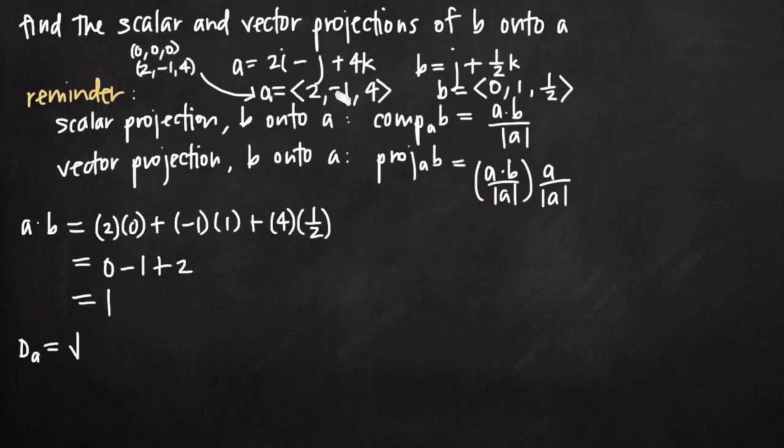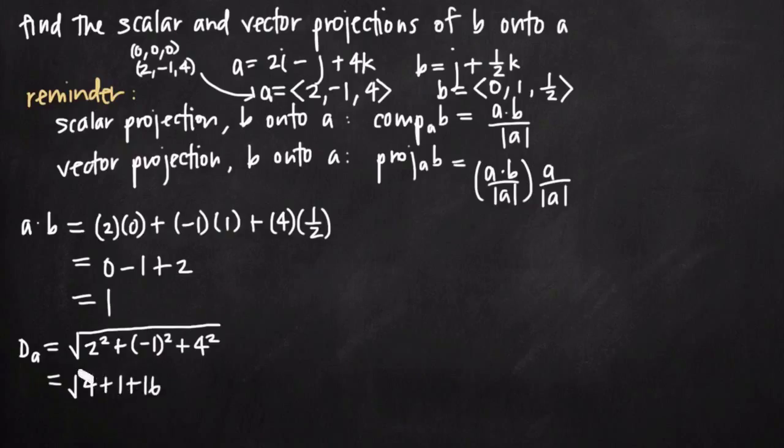So all we really have to do is take these direction numbers in a and square them under a square root sign. So we just have 2 squared plus negative 1 squared plus 4 squared. We just take our direction numbers, put them under the square root sign like this, square each one, and then we're going to get square root of 4 plus 1 plus 16, which of course will give us the square root of 21 as the length of our vector a. And this is of course equal to the magnitude of a, which is written like that.